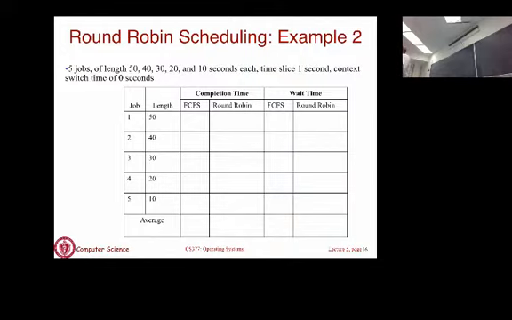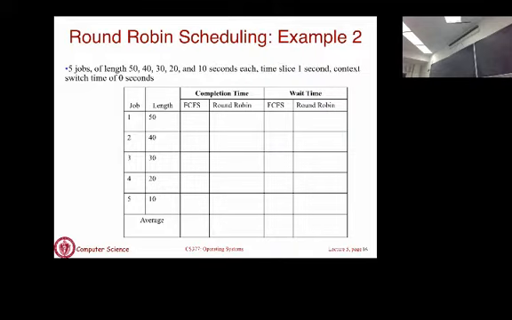It's FCFS, so then job 3 is going to run next. It's going to execute for another 30 seconds. It's going to finish at 120. Then job 4 runs. It's going to finish at 140. Job 5 is going to finish at 150. So that's just the easy part.